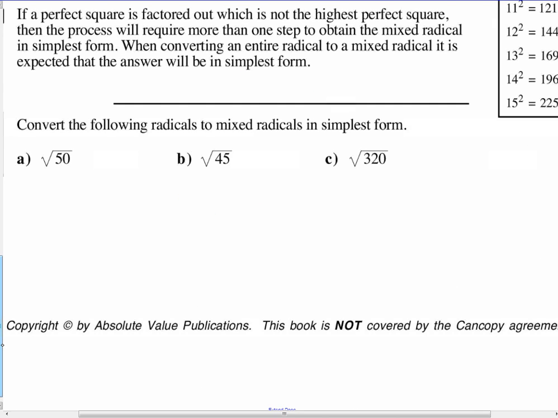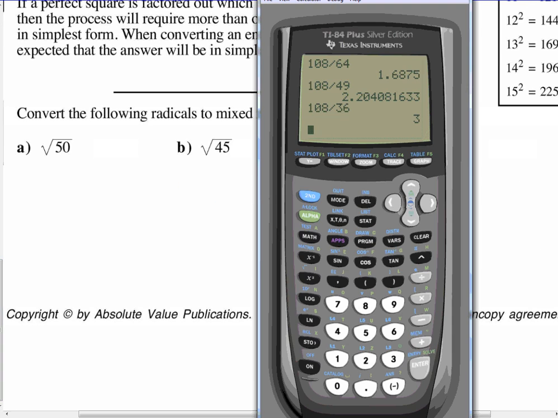So let's do 50. I'm going to go through this step by step as if I know nothing about my times tables. So I take 50. I'm going to start dividing by perfect squares that are smaller.